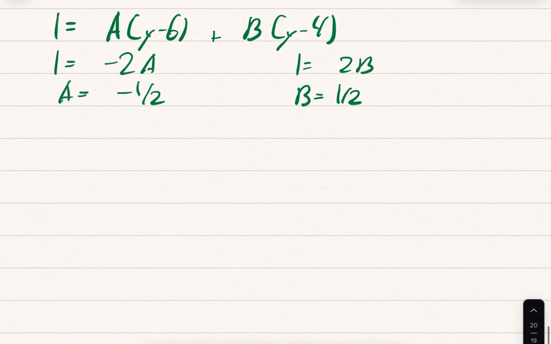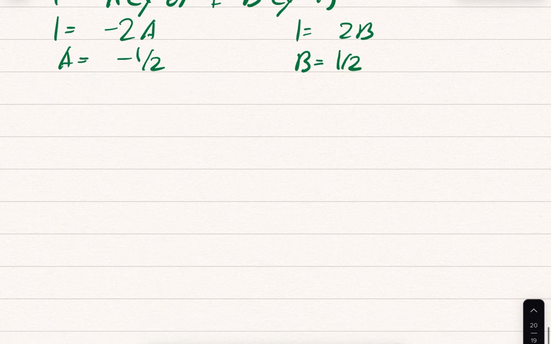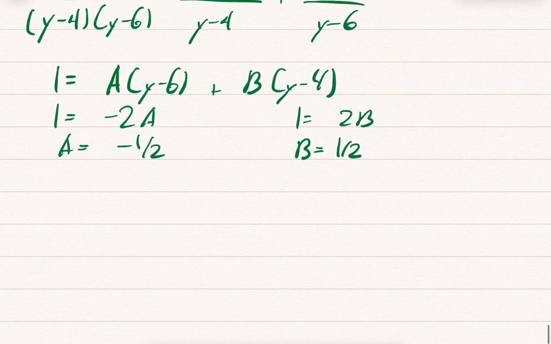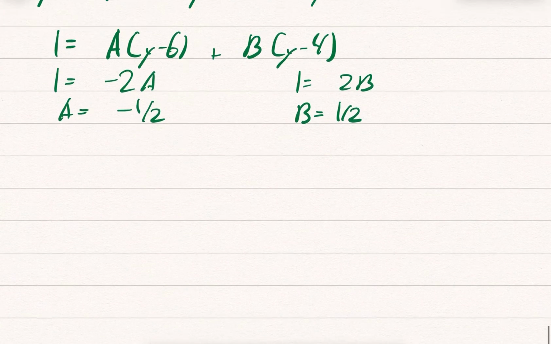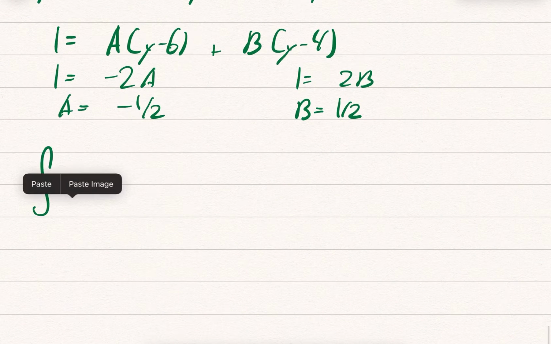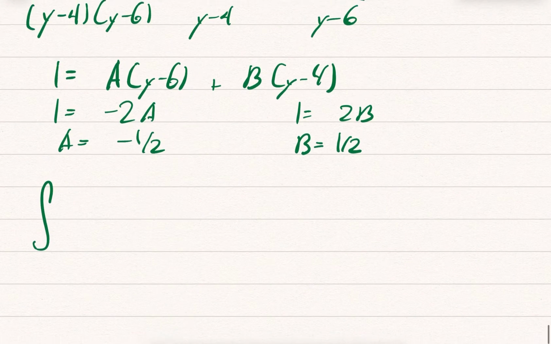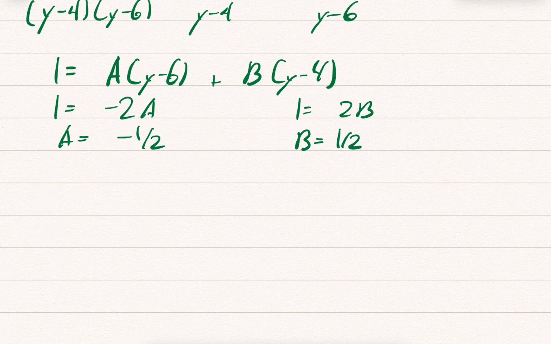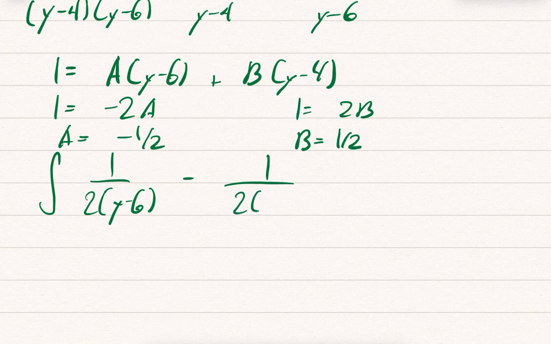Okay, so now we just reconstruct our integral with what we're integrating and the corresponding coefficients. Okay, so we're going to have the integral. And be careful, because this is what I messed up before. I messed with the order of where the negative went on these. So I'm going to put b first, which is the integral of 1 over 2y minus 6, and then a second, which is 1 over 2y minus 4. Okay? Equals x plus c, and this is also integrating.